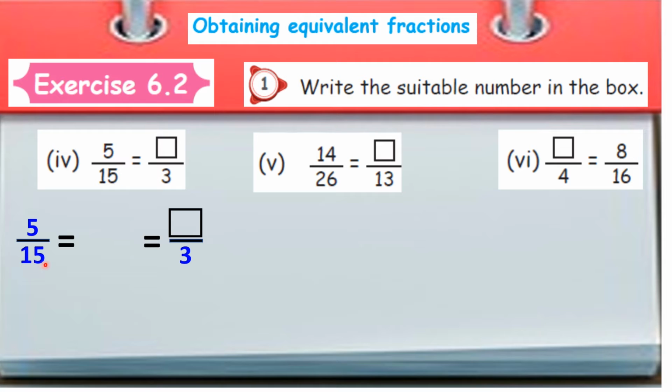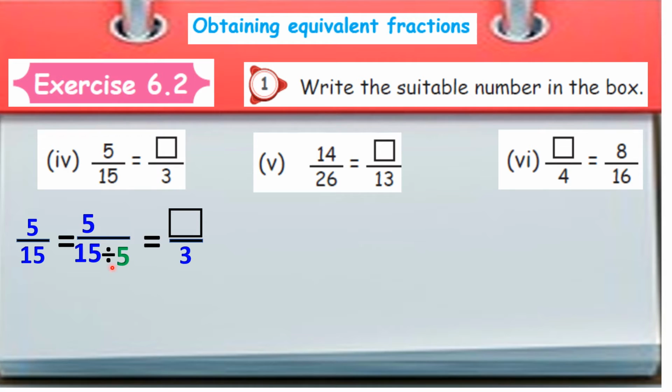If I multiply 15 with any number, it should be wrong, because here I have a much lesser number, 3, isn't it? So I have to reduce. I should not multiply. Clear? So I am going to divide here. See here, 5 by 15 divided by 5. Hope you understand now. 15 divided by 5, I will get 3.